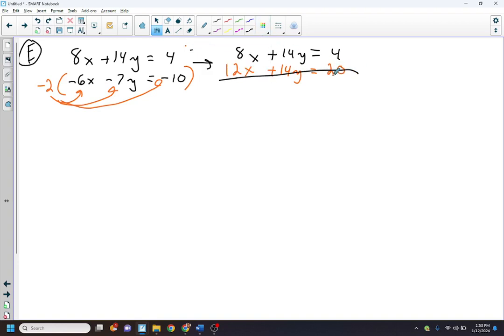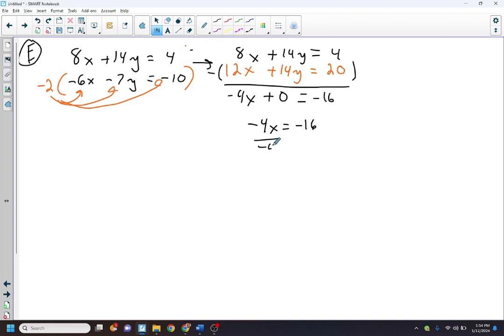From there, we subtract down. So 8 minus 12. 8 minus 12, negative 4x. 14 minus 14, 0, which is perfect. 4 minus 20, negative 16. So I have negative 4x equals negative 16. Divided by negative 4, divided by negative 4. X equals 4.